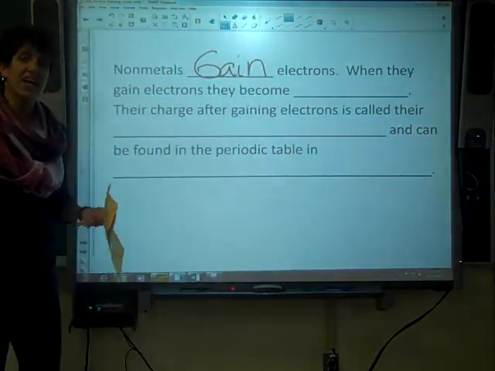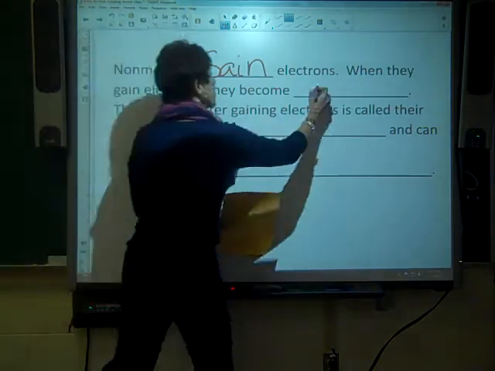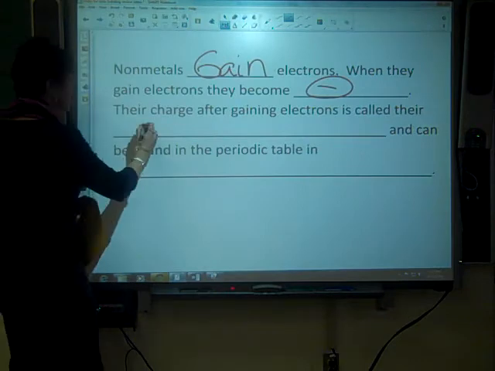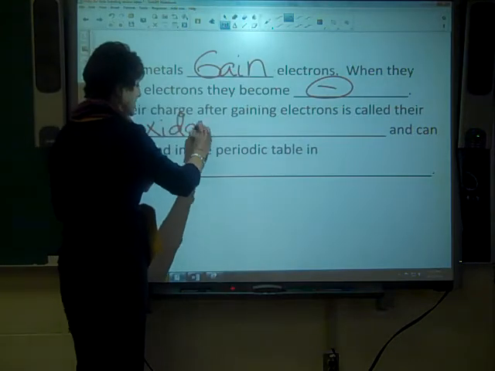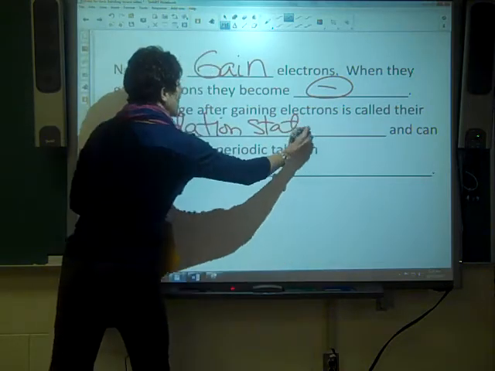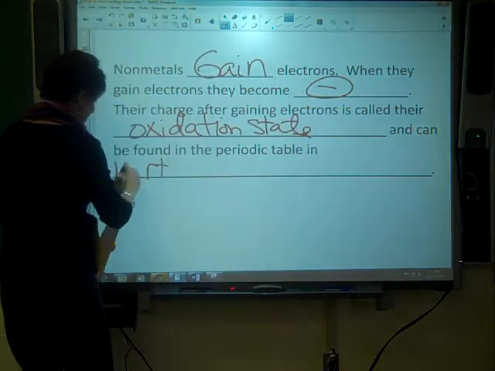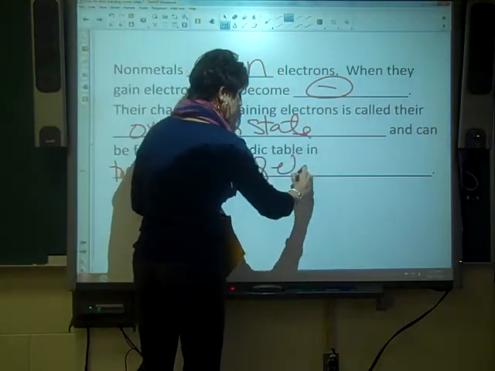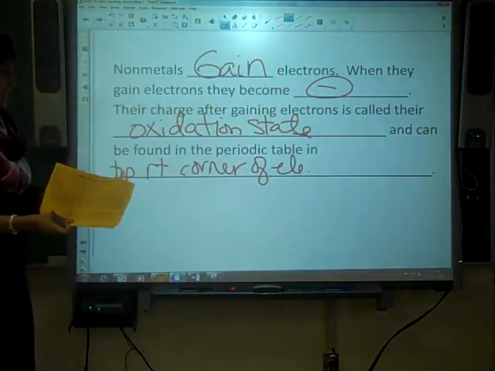All right, the nonmetals gain electrons. And when they gain electrons, they're gaining a negative charge, so they become negative. And their charge after gaining those charges, again, is called their oxidation state. And again, you're going to find it in the top right corner of the element on your periodic table.